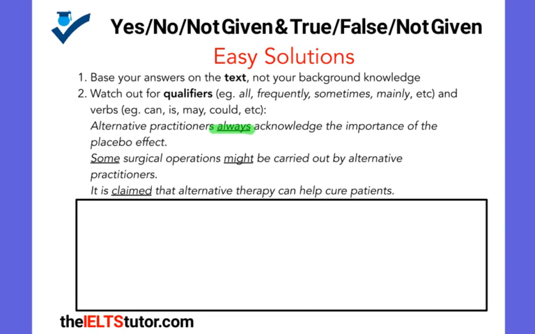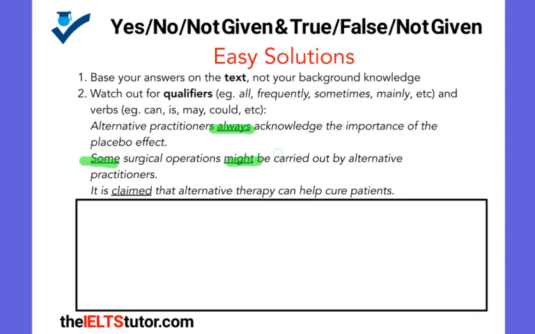Okay, so always here you should understand that it refers to something that happens all the time. But if it's not there in the text, chances are this is incorrect, or false, or not true. Okay? Another qualifier that you should look at are words like some or might. Some surgical operations might be carried out by alternative practitioners. Some. Does the text indicate all surgical operations, or a majority of surgical operations? If that's the case, then the statement does not match what's in the text.